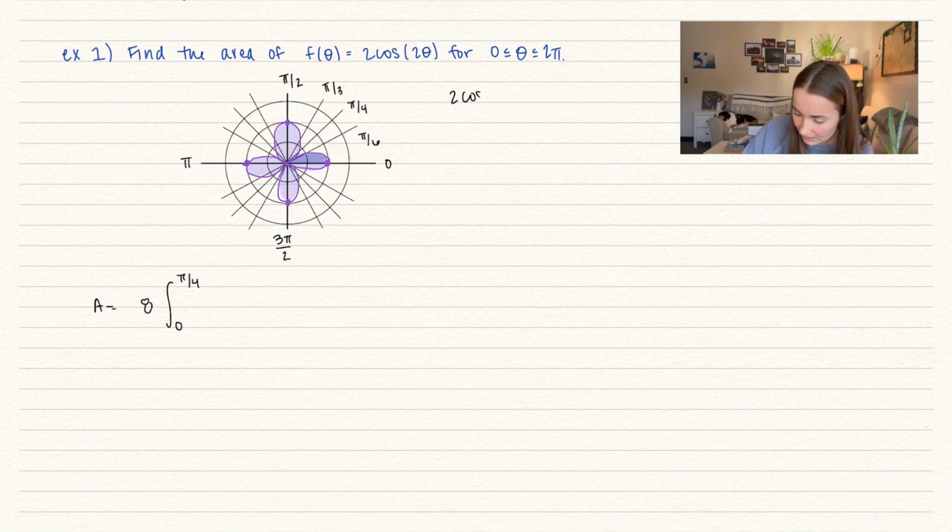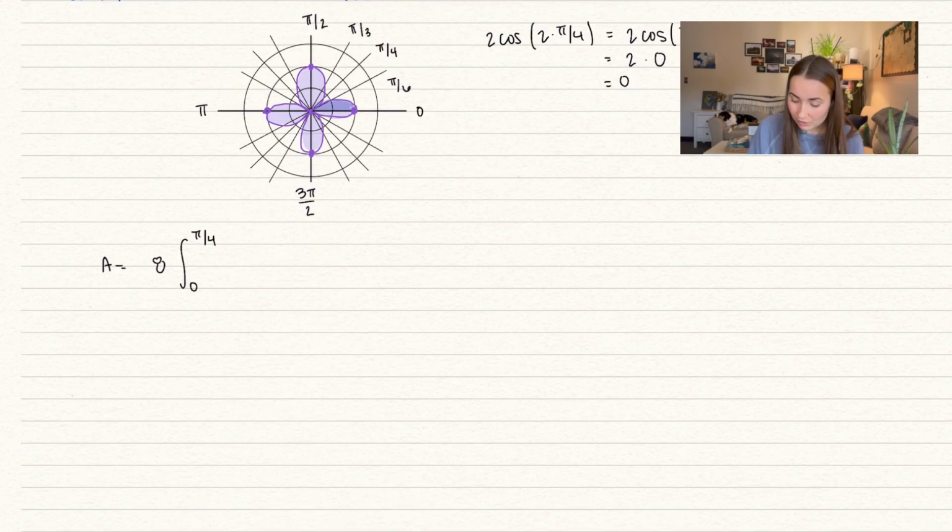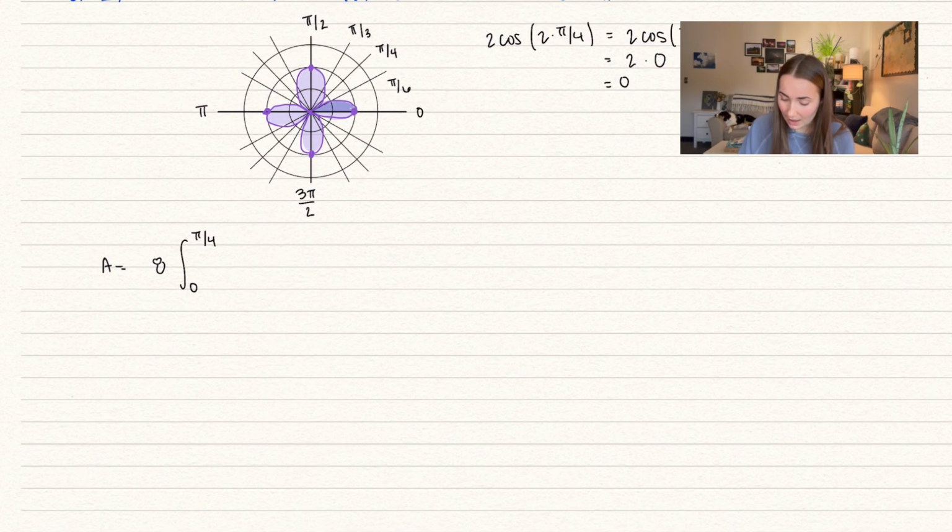And the reason we know that is because 2 times cosine of 2 pi over 4 is equal to 2 cosine of pi over 2. And cosine of pi over 2 is equal to 0. We get 2 times 0, which is indeed equal to 0. And so at pi over 4, that is where our petals go back into the origin. So that's why we're integrating between 0 and pi over 4.